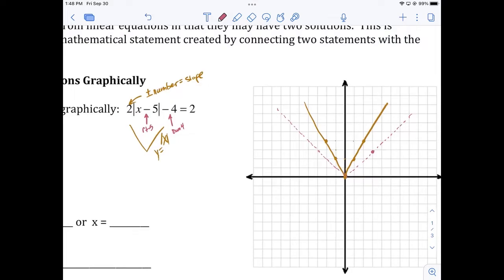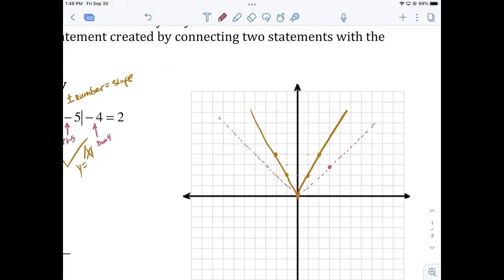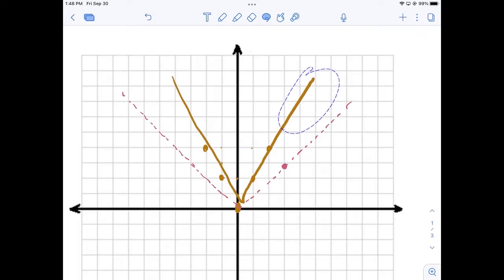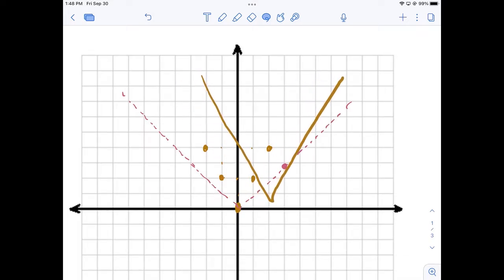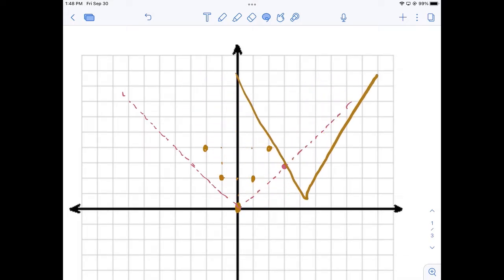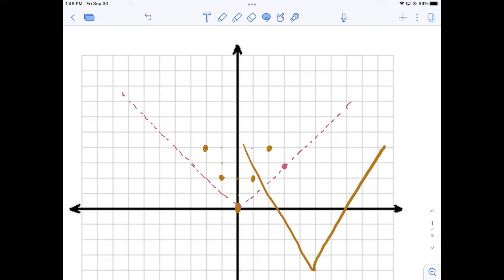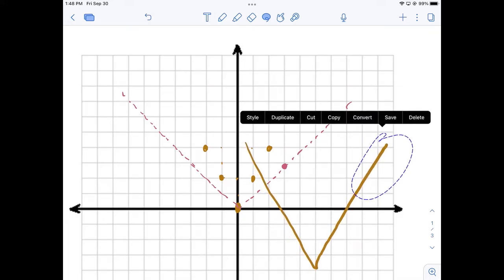We're going to pick it up and move it right 5 and down 4. So let's do that. I'm going to do it with one stroke here. So right 5, a 1, a 2, a 3, a 4, a 5. And then down 4, a 1, a 2, a 3, a 4. There it is. Don't that pretty?